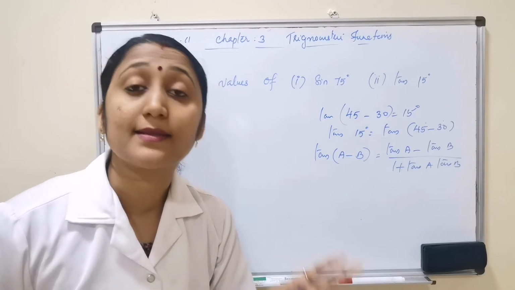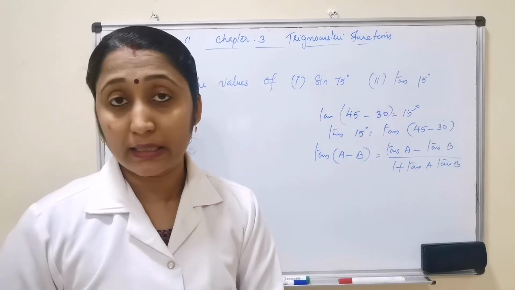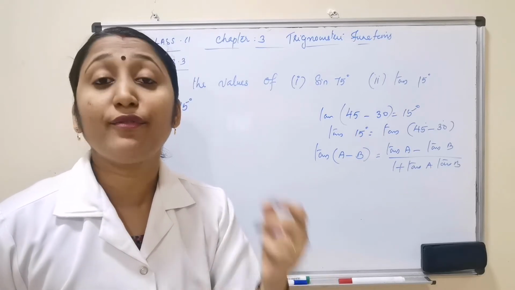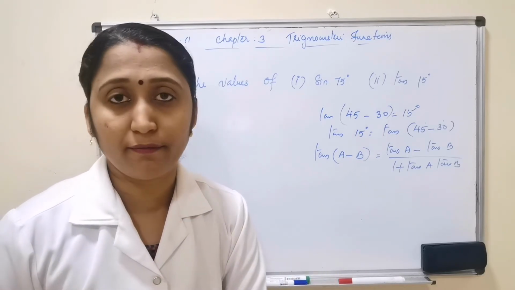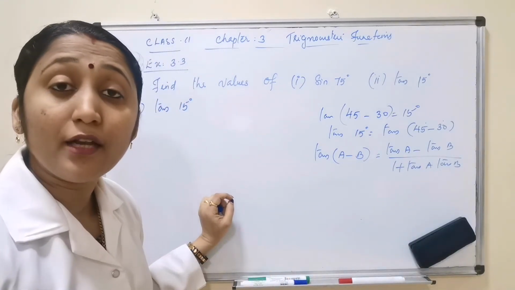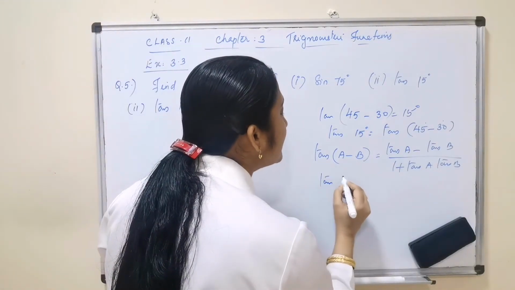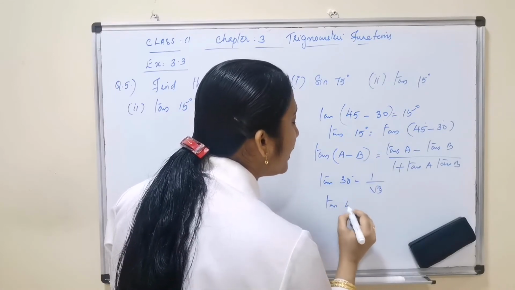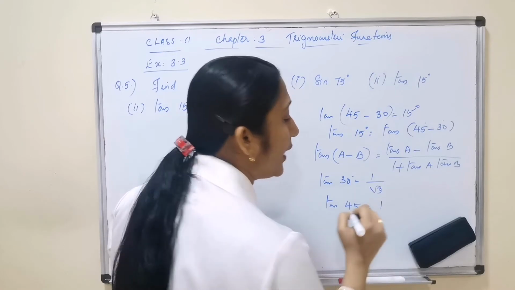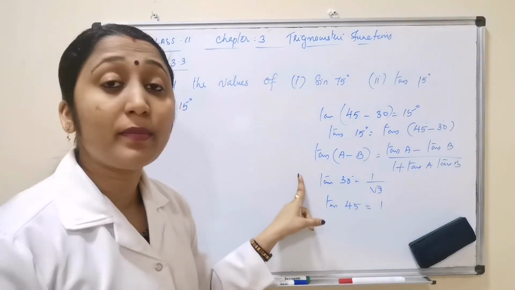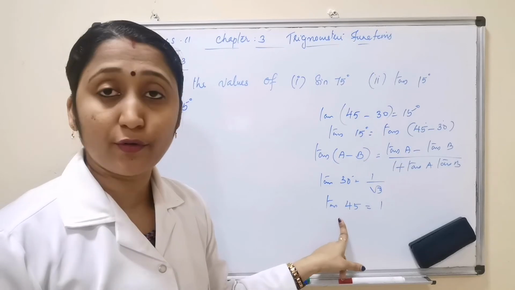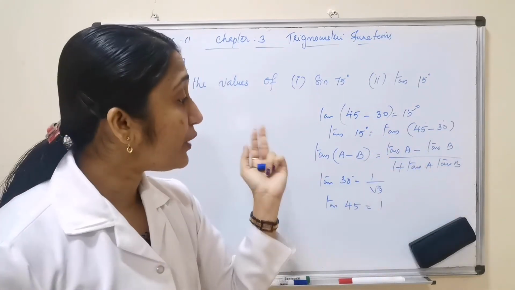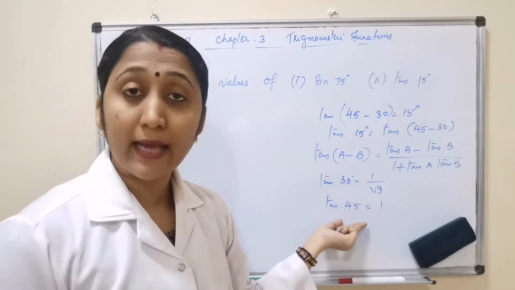Here the angles a and b are 45 and 30. Let us substitute, and we have to remember the trigonometric values of tan 30 and tan 45. So what is the value of tan 30? Tan 30 degree is equal to 1 by root 3. And what is tan 45? Tan 45 equals 1. We have to remember tan 30 and tan 45 because here all the terms are in tan.